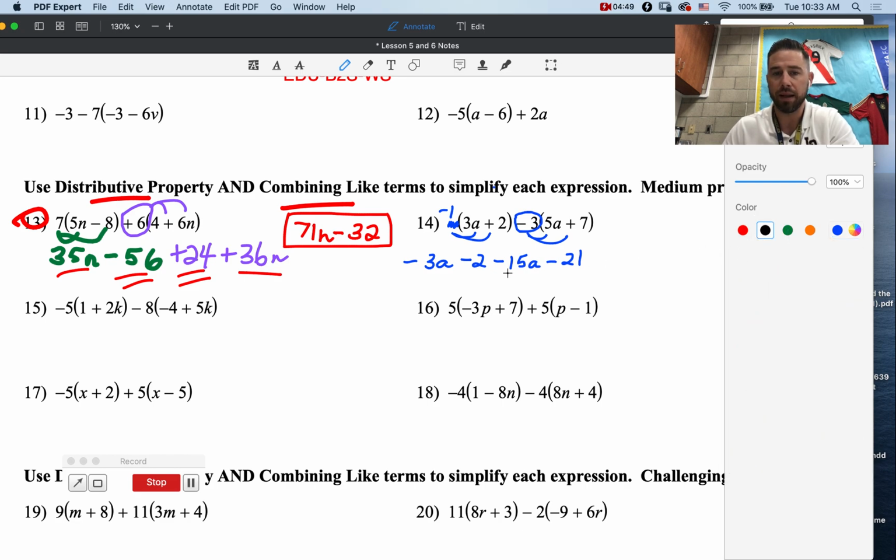Okay, now let's combine like terms. I know my A's are going to be like terms. If you owe 3 apples and you owe 15 apples, that means you owe 18 apples, right? And then we've got these guys here. It looks like you owe $2 and you owe $21. That means you owe $23.